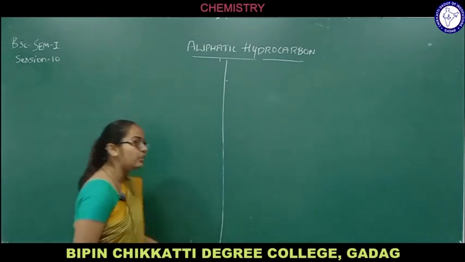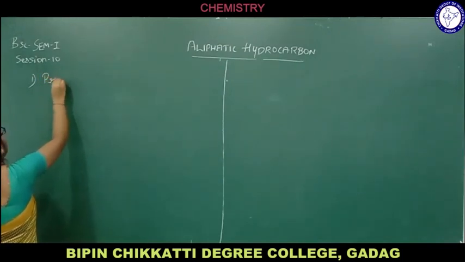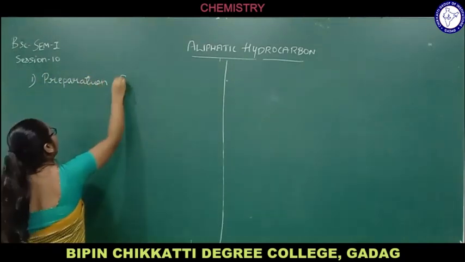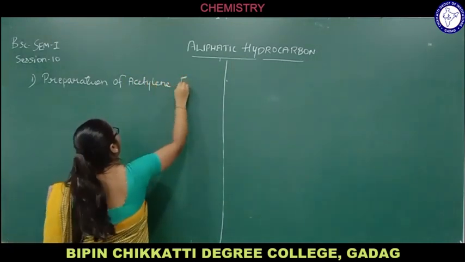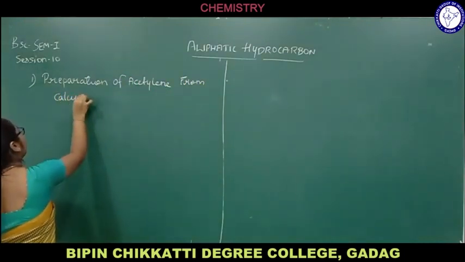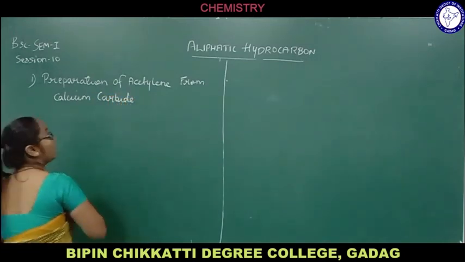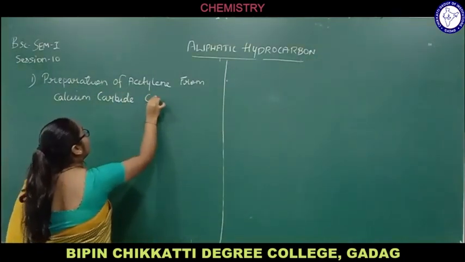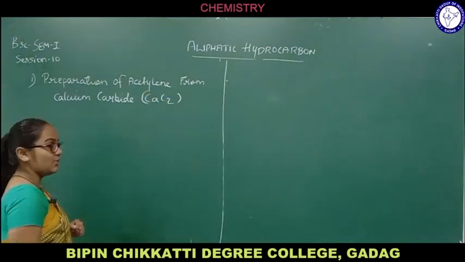So let's begin with the first preparation methodology, that is preparation of acetylene from calcium carbide. Calcium carbide has the molecular formula CaC2.